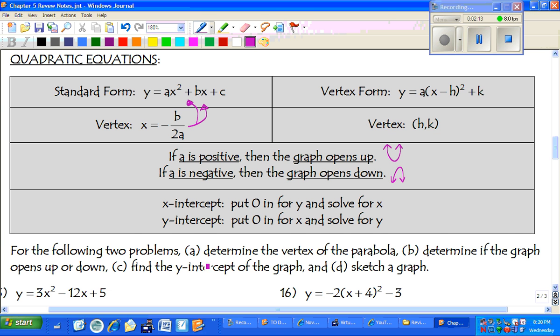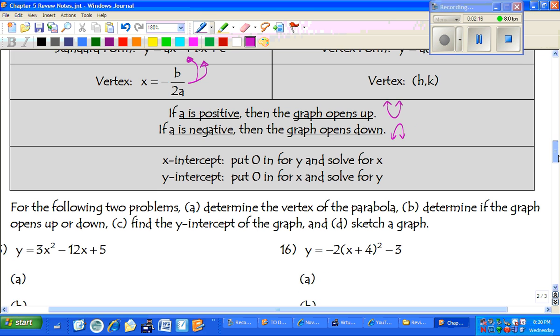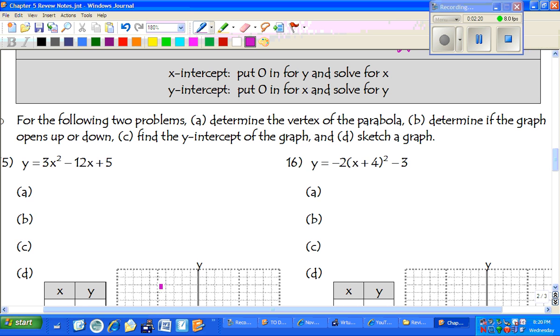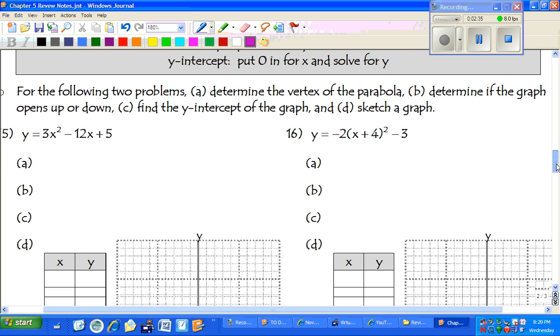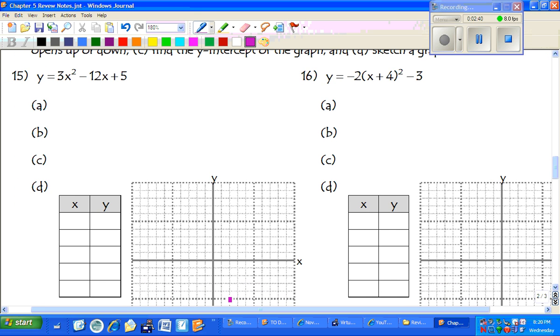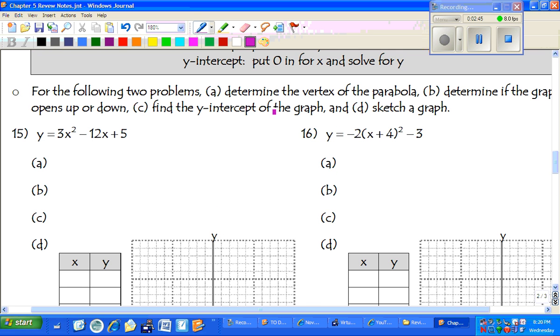So let's go ahead and take a look at a couple graphing problems and finding a few of these different things. The directions here ask us to determine the vertex of the parabola. We had some notes up top to tell us how to do that. Determine if the graph opens up or down, find the y-intercept, and then last, sketch the graph. So for each of these, we have a different form. First one is in standard form. What's our first thing here? We want to determine the vertex. This is the tougher one.